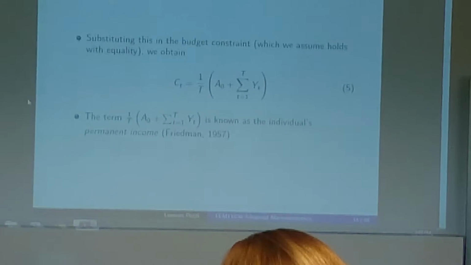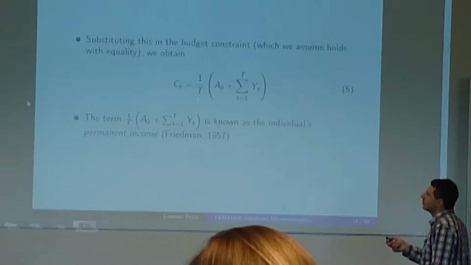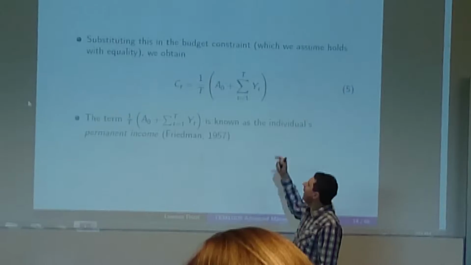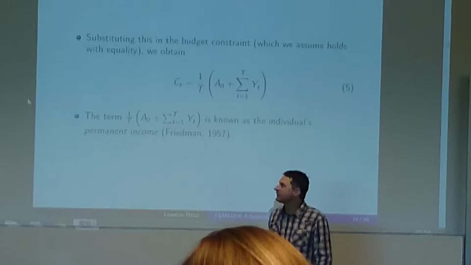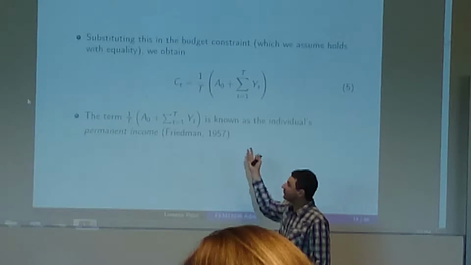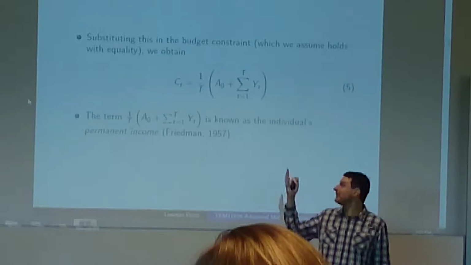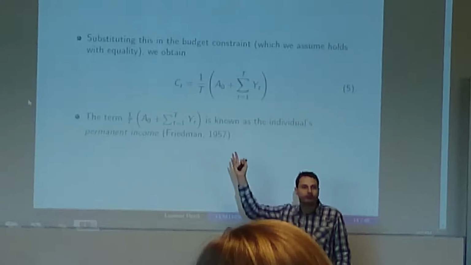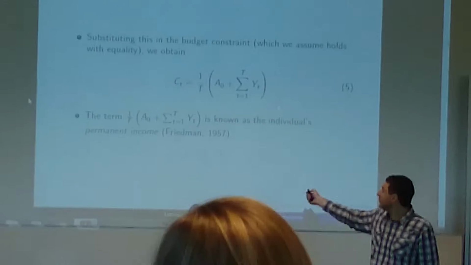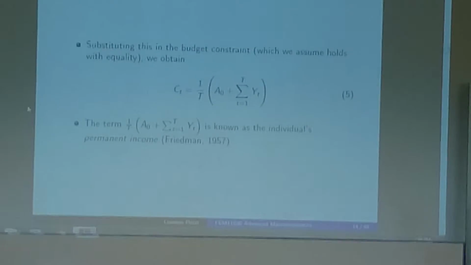So our consumer consumes a constant fraction of lifetime income, which is also known as permanent income. So this term here is called permanent income.